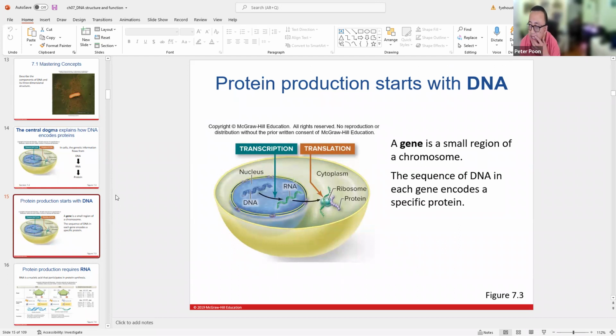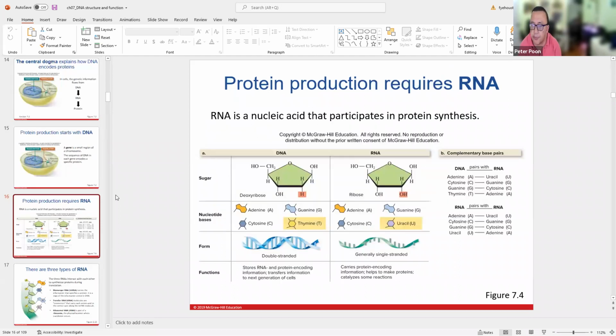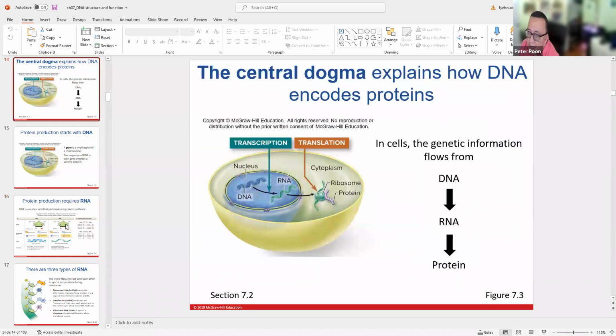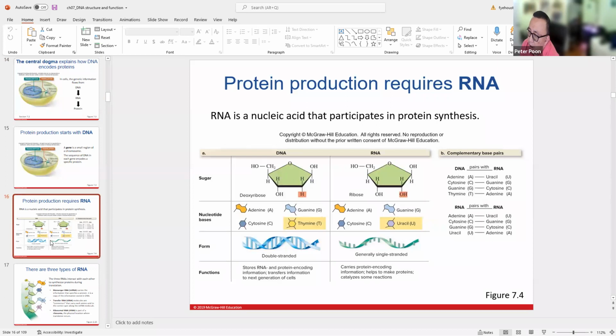A gene is a small region of a chromosome. The sequence of DNA of each gene encodes a specific protein. Protein production requires RNA, so the first thing we'll do is translate the DNA into RNA. Let me explain what RNA is. RNA is a nucleic acid that participates in protein synthesis. It does a lot more than that, but we'll keep it simple for now.